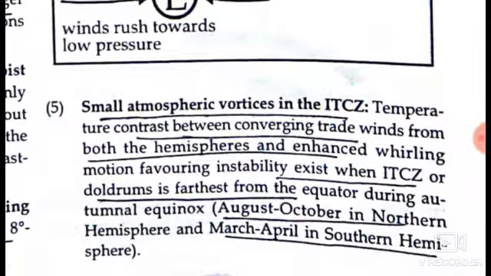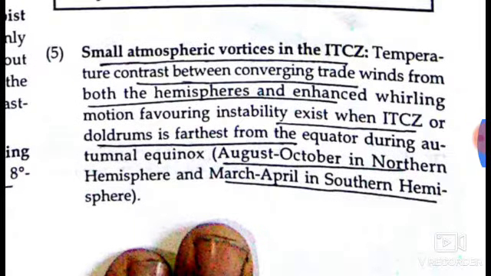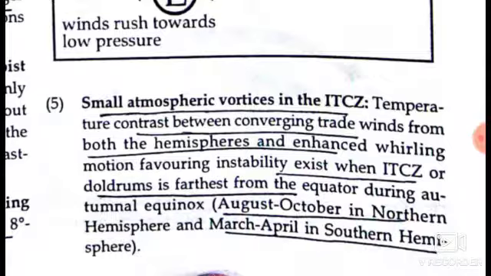Fifth, small atmospheric vortices in the antecedent. Temperature contrast between converging trade winds from both hemispheres and enhanced whirling motion favoring instability exist when the intertropical convergence zone or doldrums is farthest from the equator, during the autumnal equinox, August to October in the northern hemisphere, and March-April in the southern hemisphere.